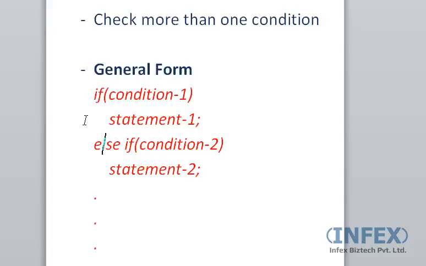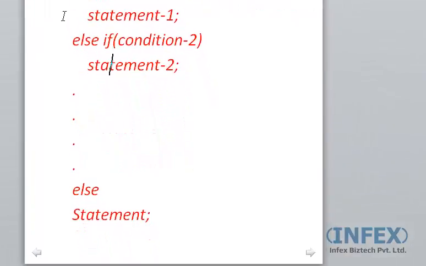Else if. Here else also contains the if and condition also. If this condition is true, then this statement will be executed. At last, else. If all the conditions are false, then the else statement will be executed. To make your idea clear about this nested if, let's take a look at the example.